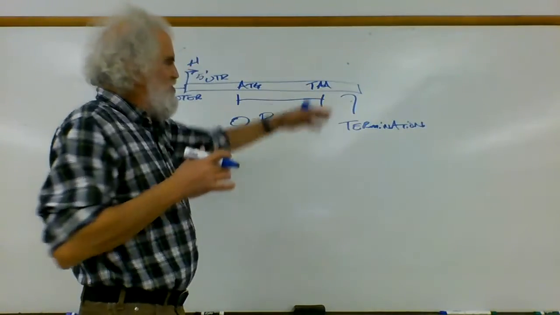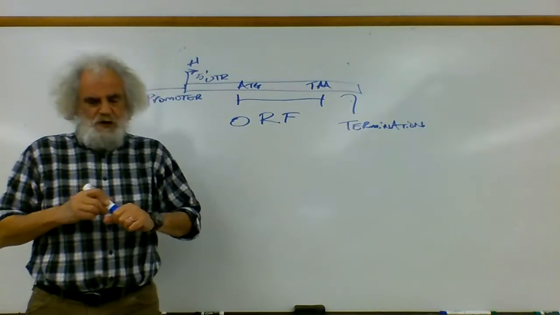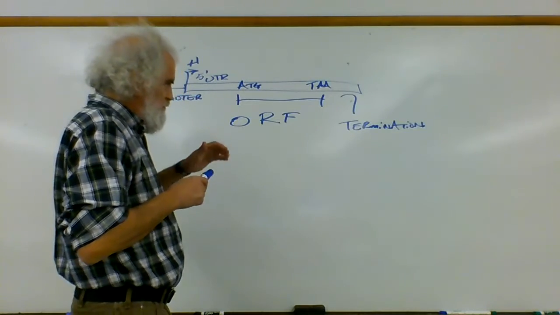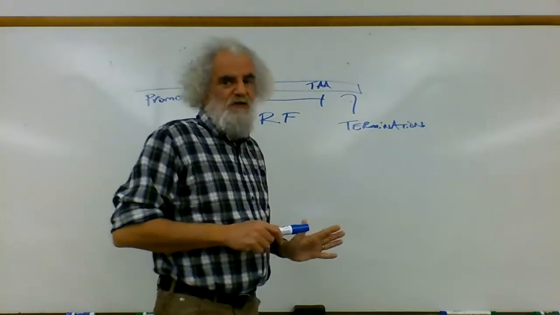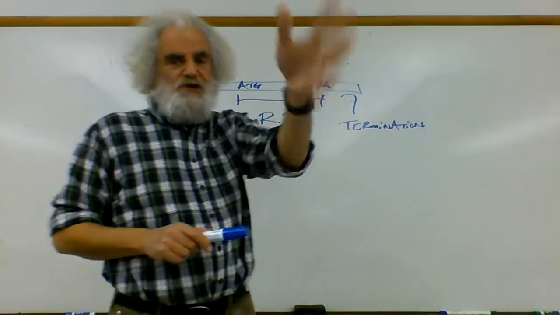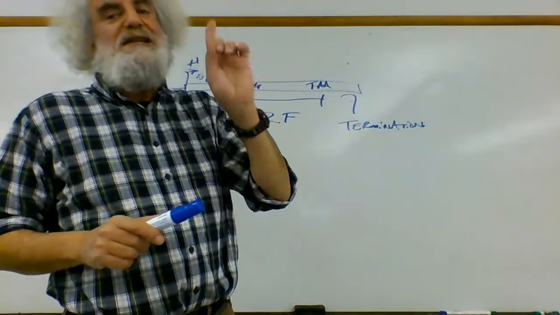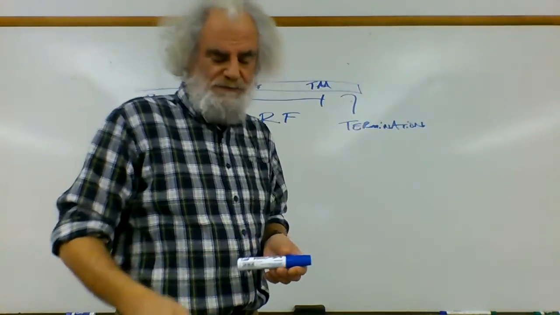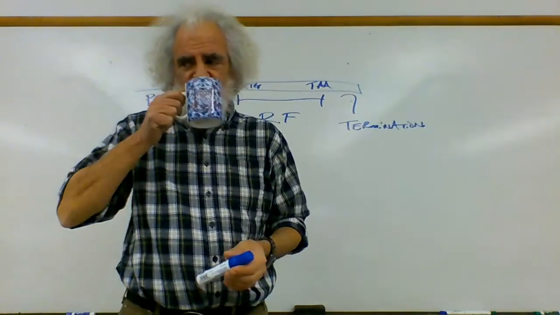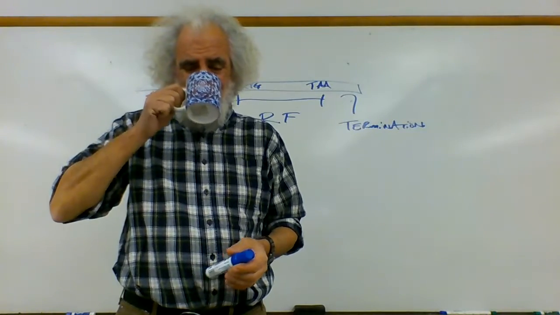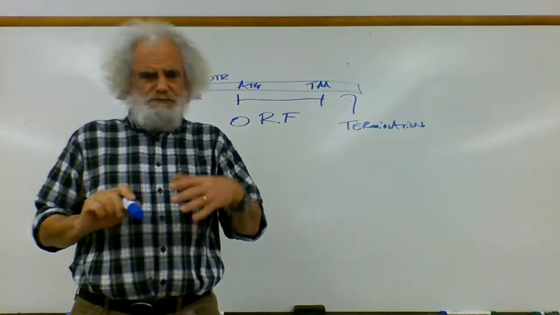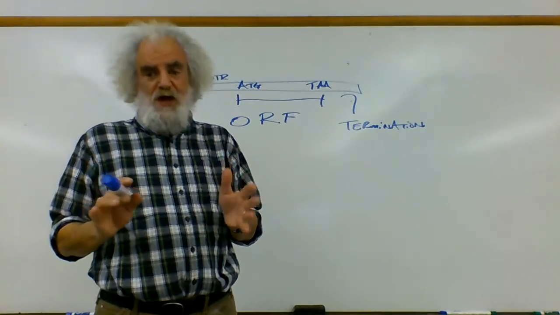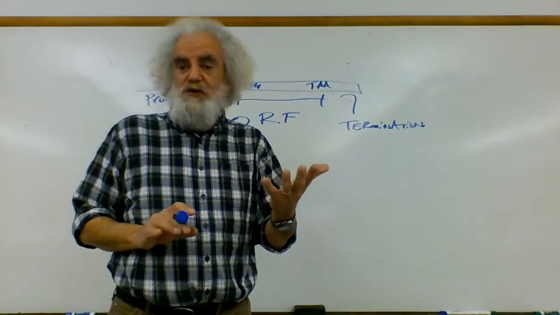And termination is an interesting kind of game. So termination is not going to be right next to the stop codon. Termination is going to be a couple hundred nucleotides downstream of the stop codon. And as we'll see, in eukaryotes, termination isn't nearly as big a deal. In prokaryotes, it's actually a pretty useful thing.